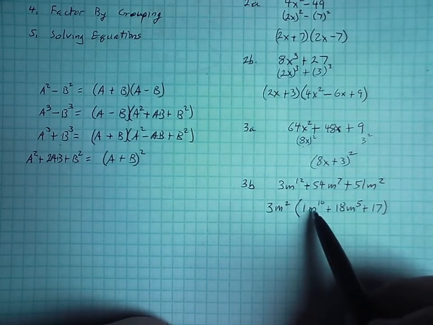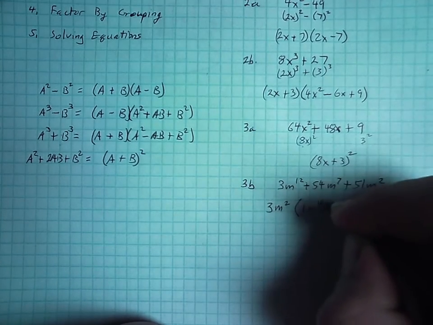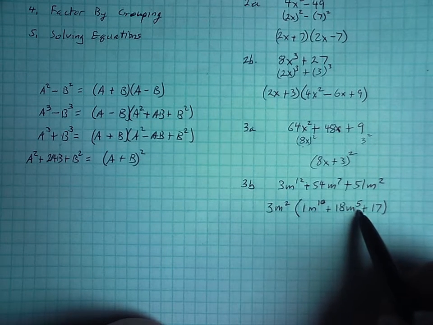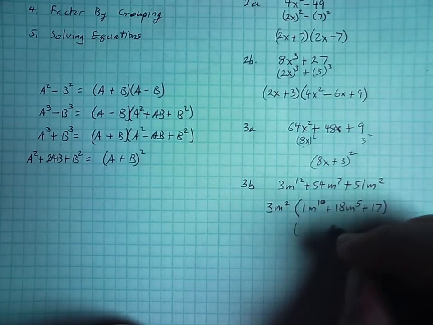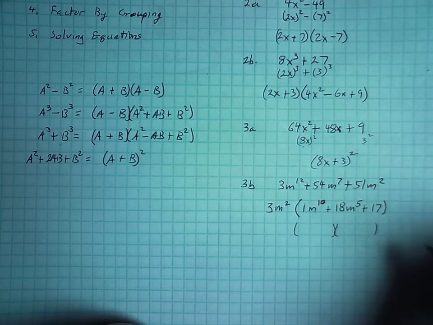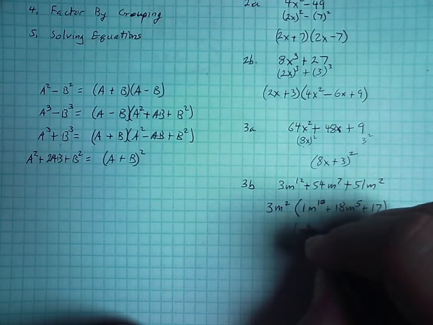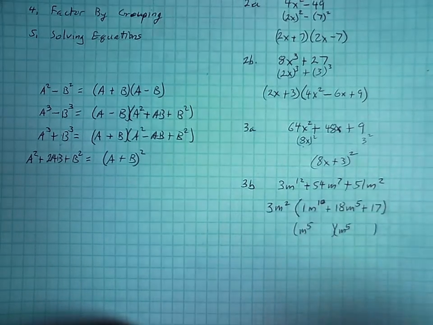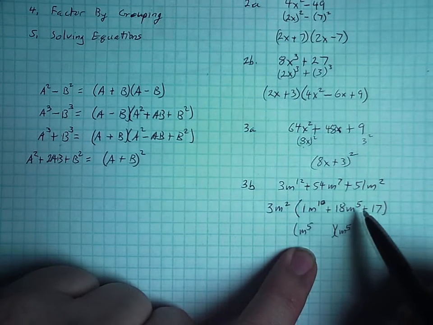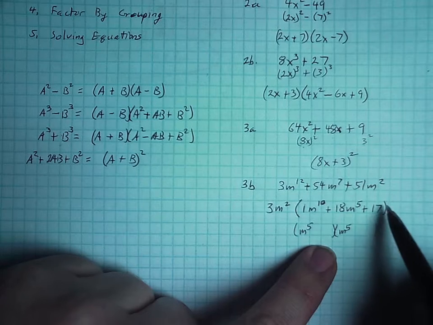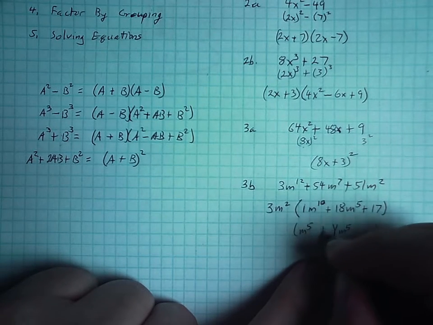So when you have a situation where the front term has a power bigger than 2, but as long as it's twice as big as the one in the middle, you're in what we call quadratic form. You can treat this like a quadratic and use those same strategies. So in order to get to m to the 10th, we need m to the 5th times m to the 5th, which is how our outers and inners are going to add up to something with m to the 5th in it. The two numbers I need here I have to multiply to 17 and add to 18, which makes them 17 and 1.